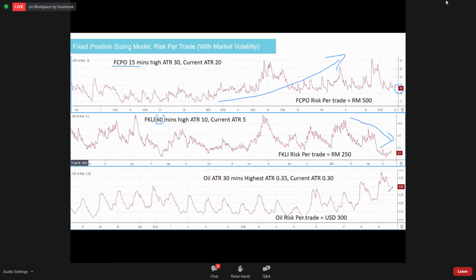So oil is rising. You know, the oil price is near 60. Oil inventory is still very low. So this is good for trading when the ATR is rising.